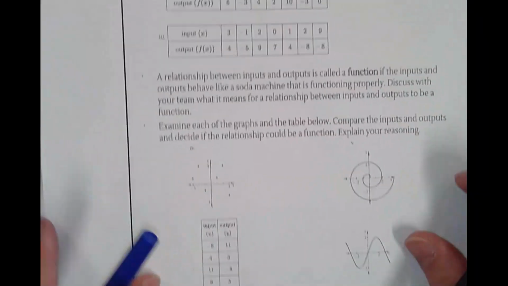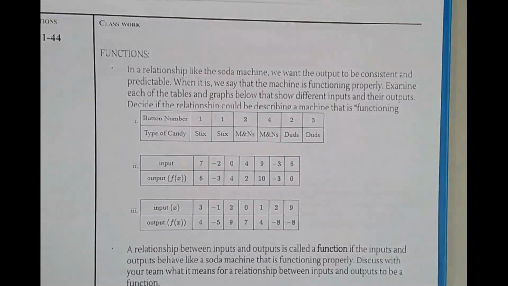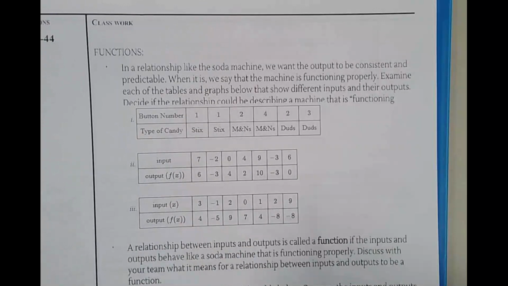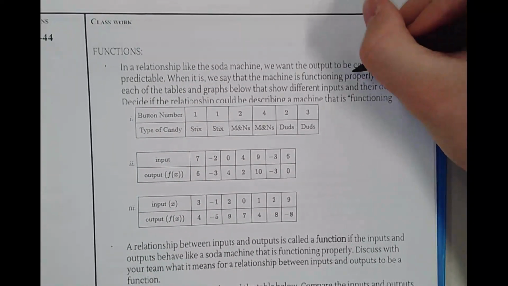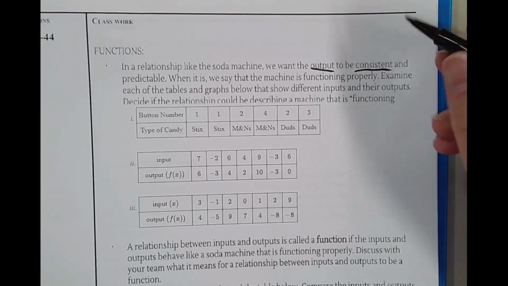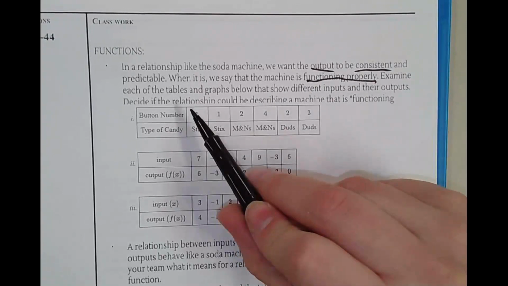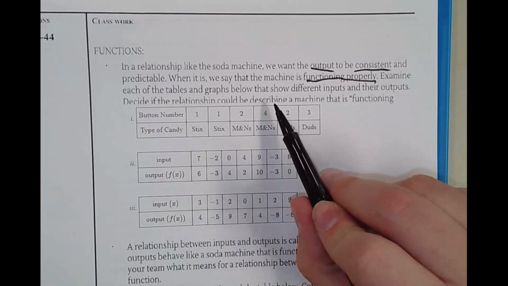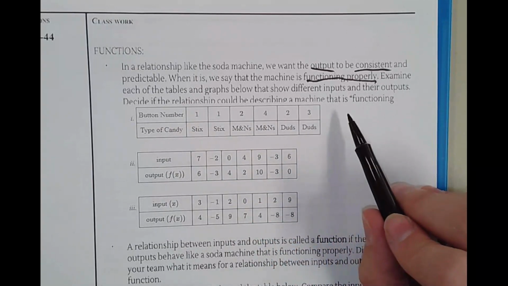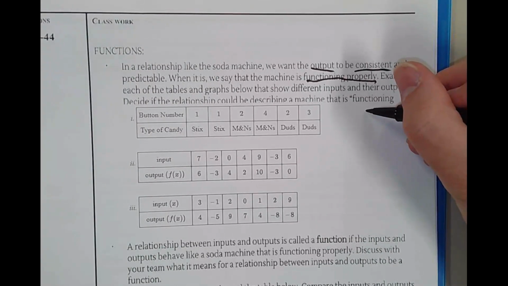All right, next page, flip it over. These are the types of questions that you're going to get on your tests and quizzes. In a relationship like a soda machine, we want the output to be consistent and predictable. When it is, we say that the machine is functioning properly. Examine these tables and graphs that show different inputs and their outputs. Decide if the relationship should be described as a machine that is functioning. If it's a machine that's functioning, we just call that a function.